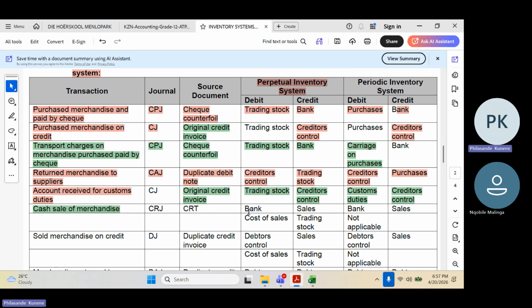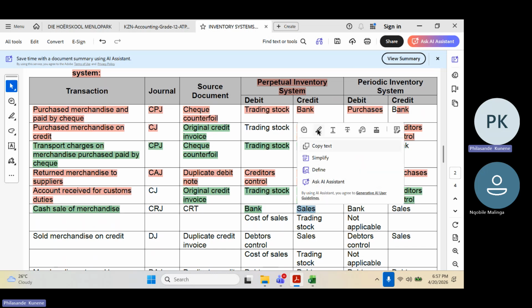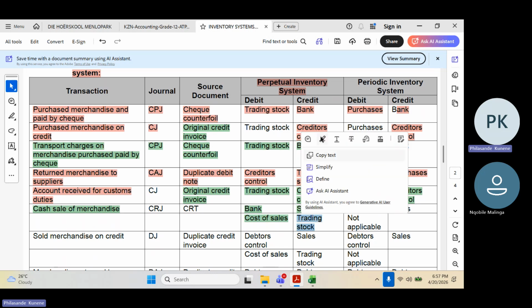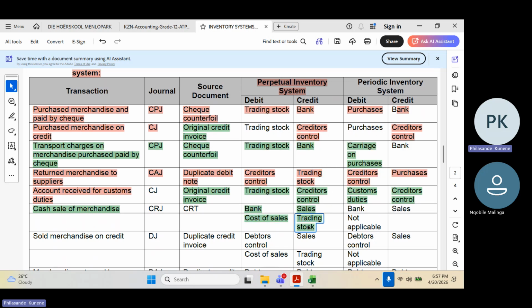But now, let's go to perpetual inventory system. We're going to debit bank because I'm receiving cash, and then I'm crediting sales because I'm selling trading stock. And also I'm debiting cost of sales, and then I'm crediting trading stock. You can see there are 4 accounts that are being affected here: bank, sales, cost of sales, trading stock.